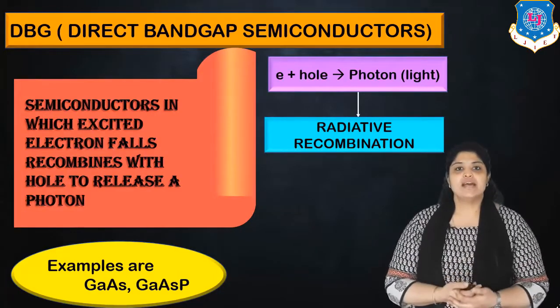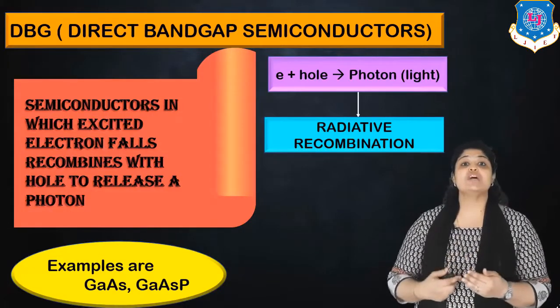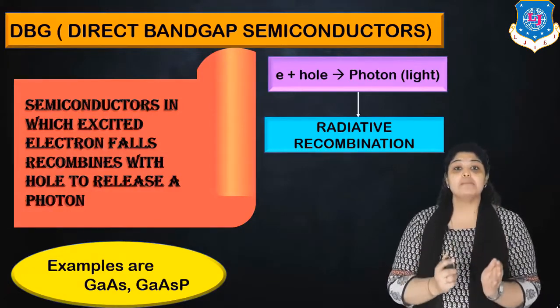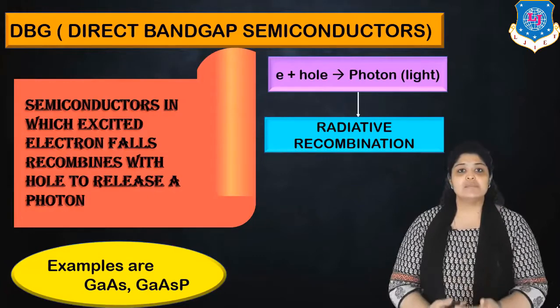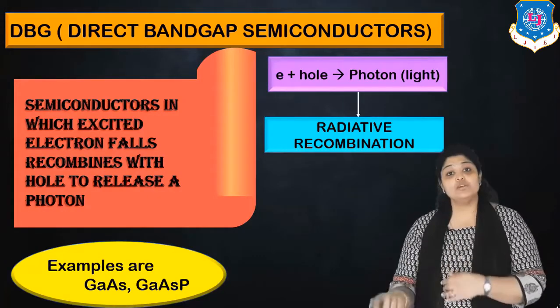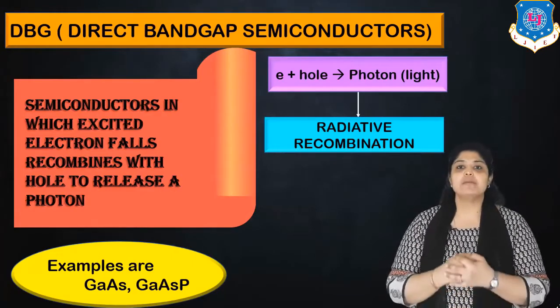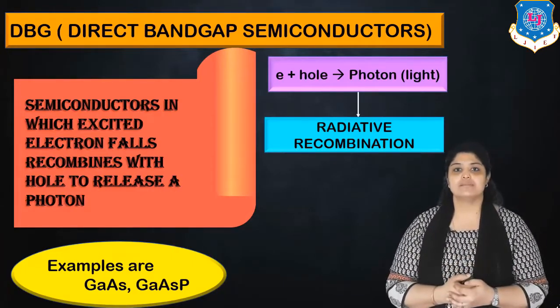Some examples of direct bandgap semiconductors are all the elements which are present in the 3,5 compound series. That is gallium arsenide phosphide, gallium phosphide, aluminium gallium phosphide. These are some examples of direct bandgap semiconductors.